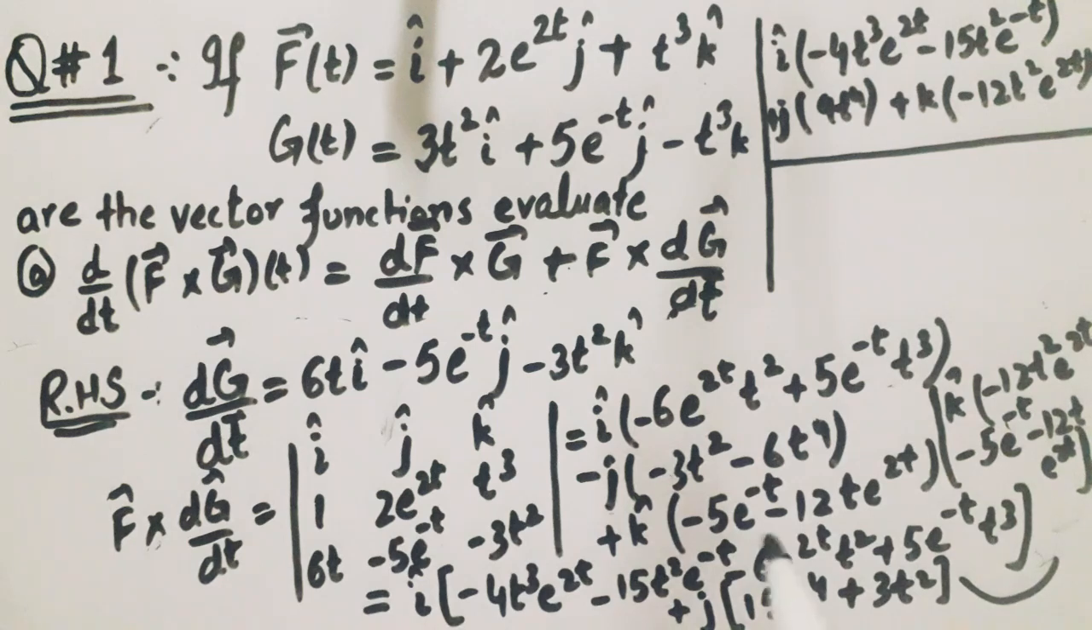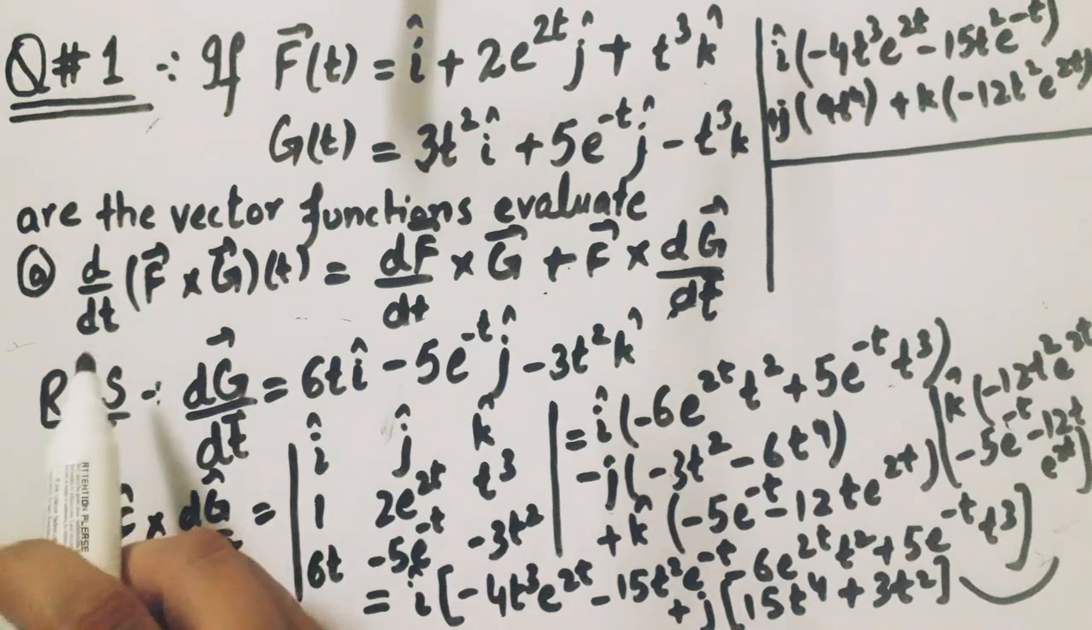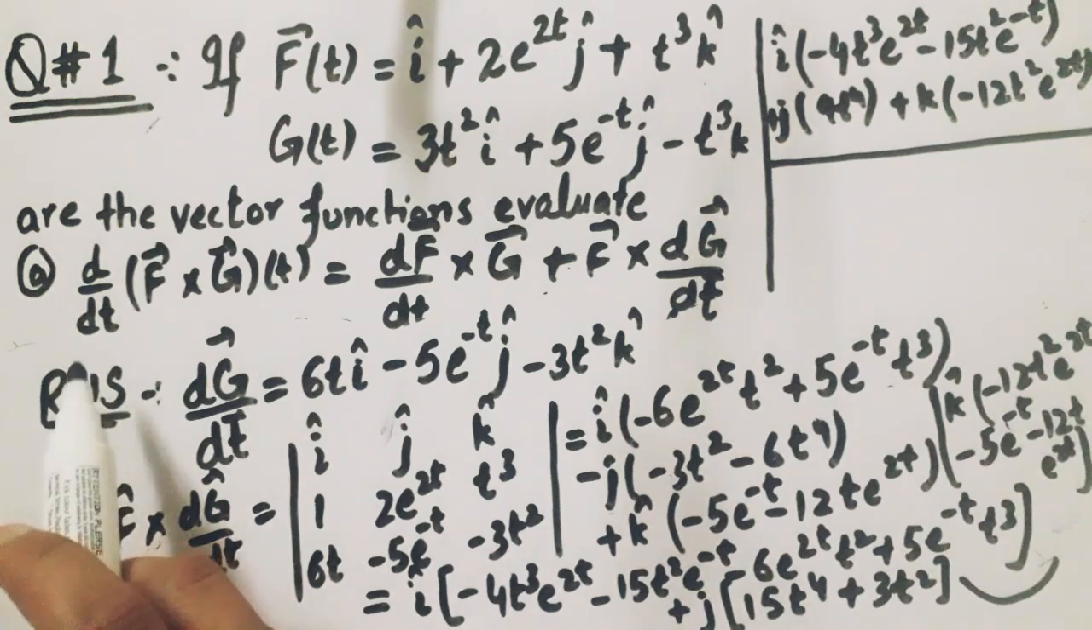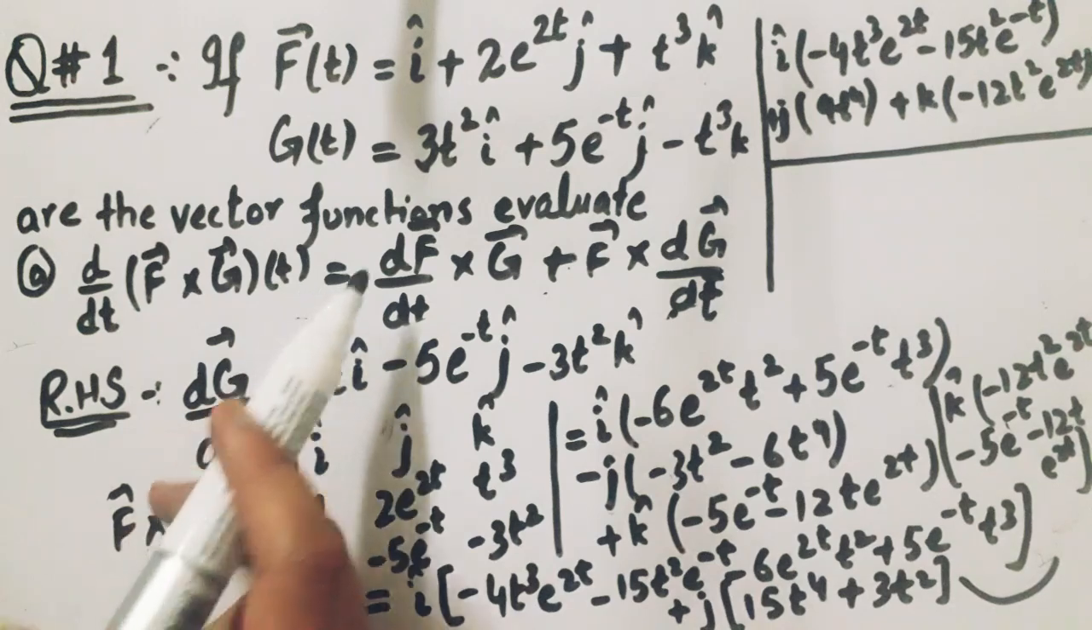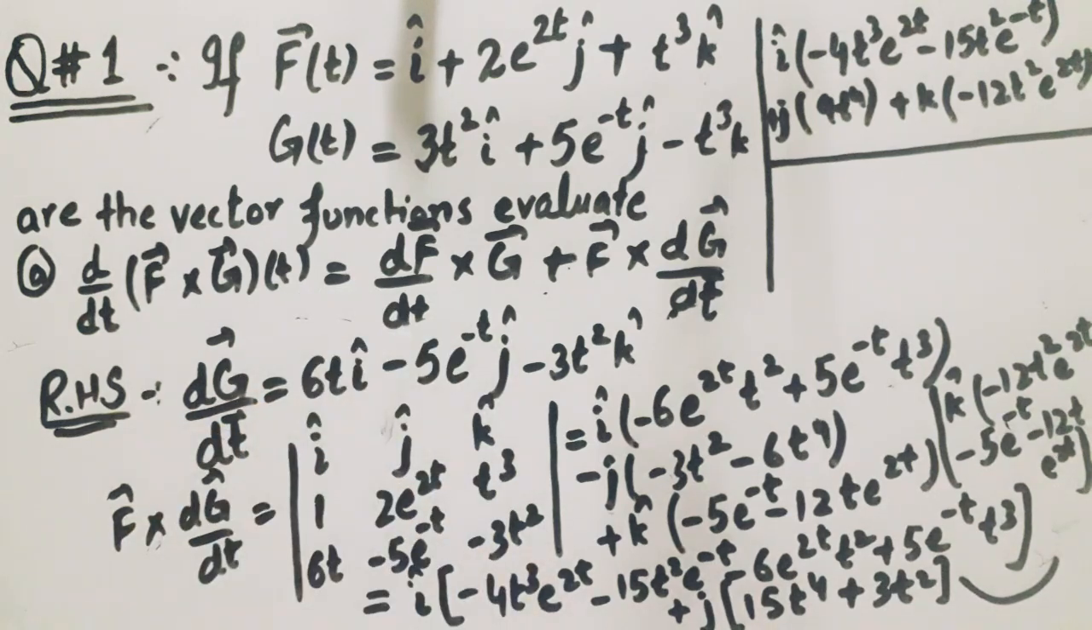Now we have the same answer for the left hand side. So both left hand side and the right hand side answers are same, and this proves that differentiation with respect to t of the cross product of f and g is equal to, if you differentiate first and then take the cross product, your answer will remain same. Now we will solve question number 2.